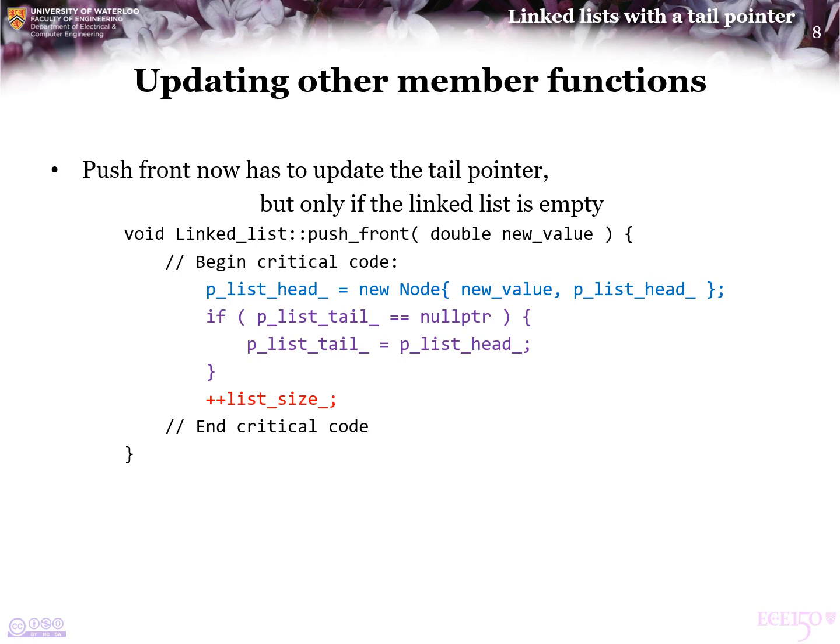So here's our updated push front. We are going to, as before, update the pointer to the list head to store the address of a new node that is storing the new value, and the next pointer of which is the current value of the pointer to the list head. Now we will use list tail and check. If the pointer to the list tail is equal to null pointer, that means that prior to this call, the linked list was empty. Consequently, at this point and this point only do we assign the pointer to list tail the same value that is currently assigned to pointer to list head. Again, we updated list head first, then list tail, and then we update the list size.